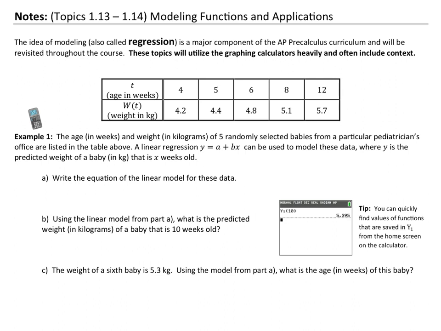Example 1 says, the age in weeks and weights in kilograms of 5 randomly selected babies from a particular pediatrician's office are listed in the table above. A linear regression y equals a plus bx. Notice that's not y equals mx plus b. It's just moving the slope and the y-intercept. So that's going to be option 8 again, like we just practiced. It can be used to model these data where y is the predicted weight of the baby that is x weeks old. Part A says to write the equation of the linear model for this data.